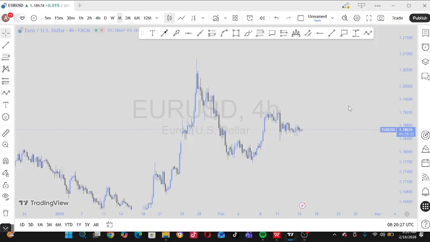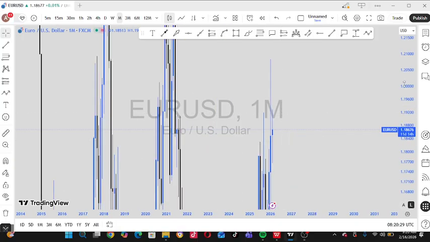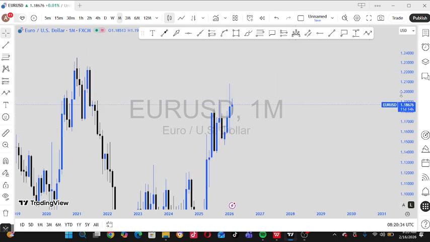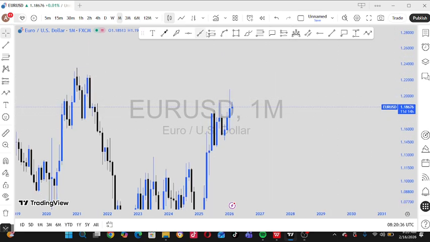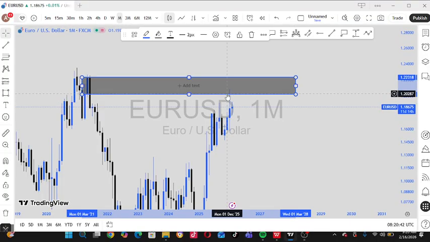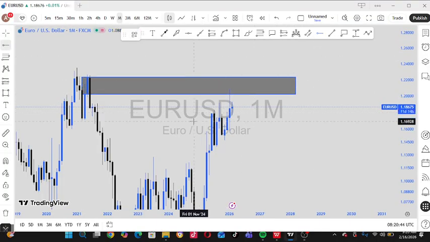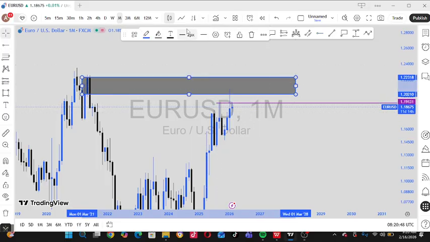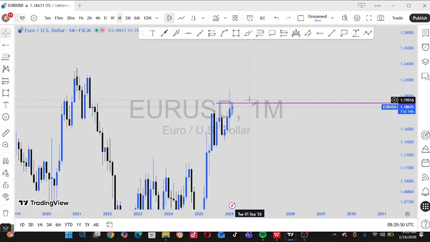We start from the monthly time frame as we always do. So on the monthly time frame, what can we see? We can see that the market is reacting off this supply zone, which is the buy candle before the sell. The market is reacting off and then giving us our CRT, candle range theory. So let's delete this and mark out only the CRT.